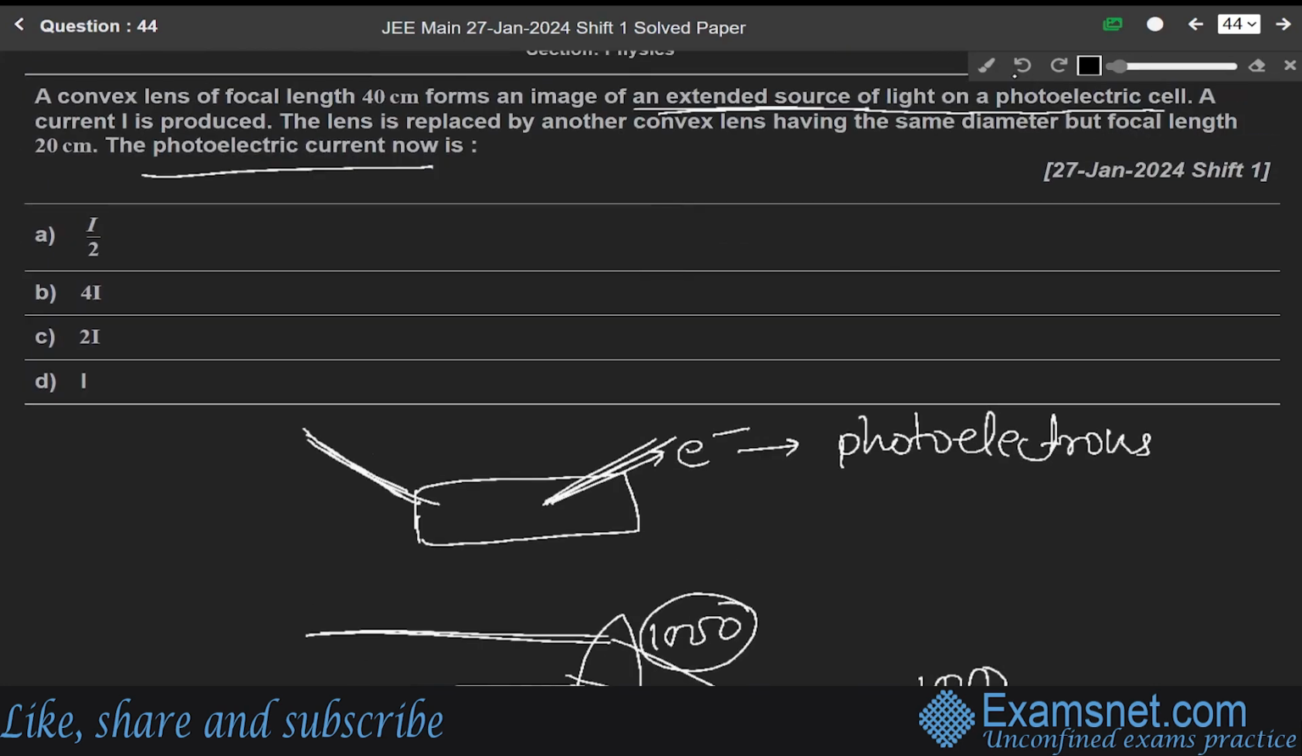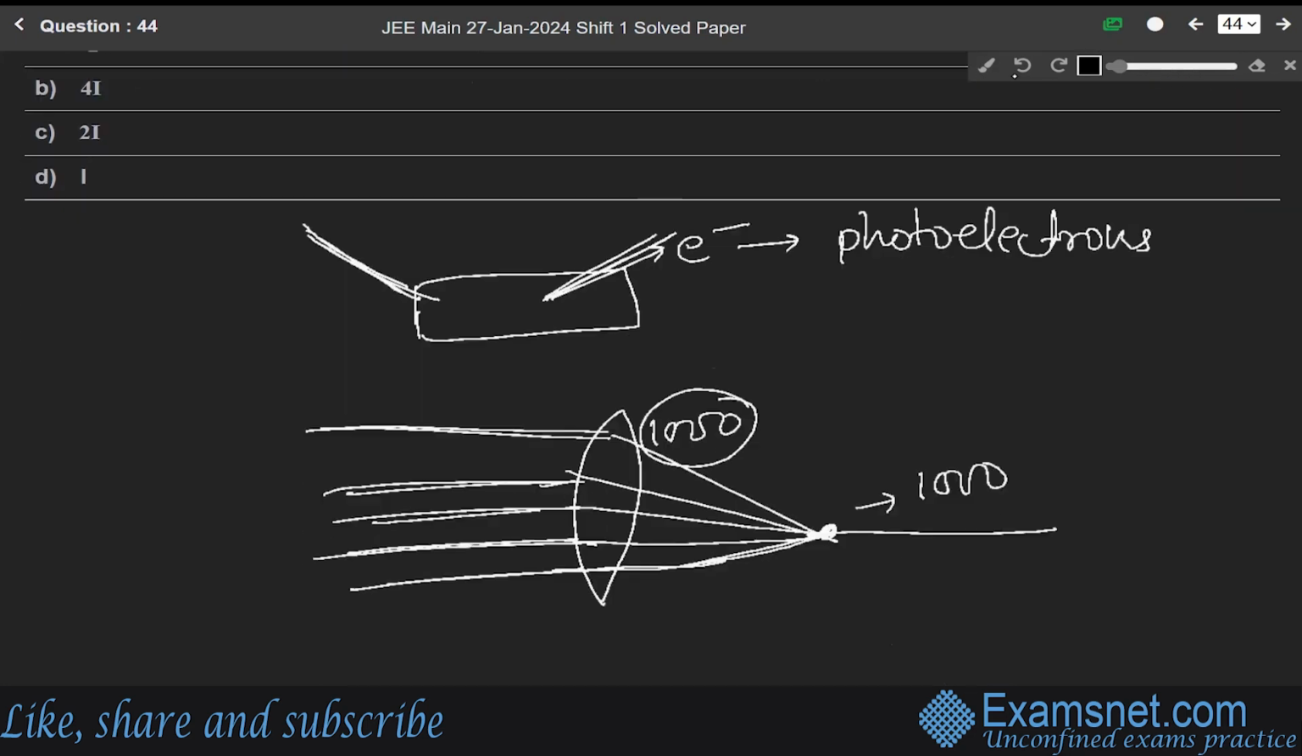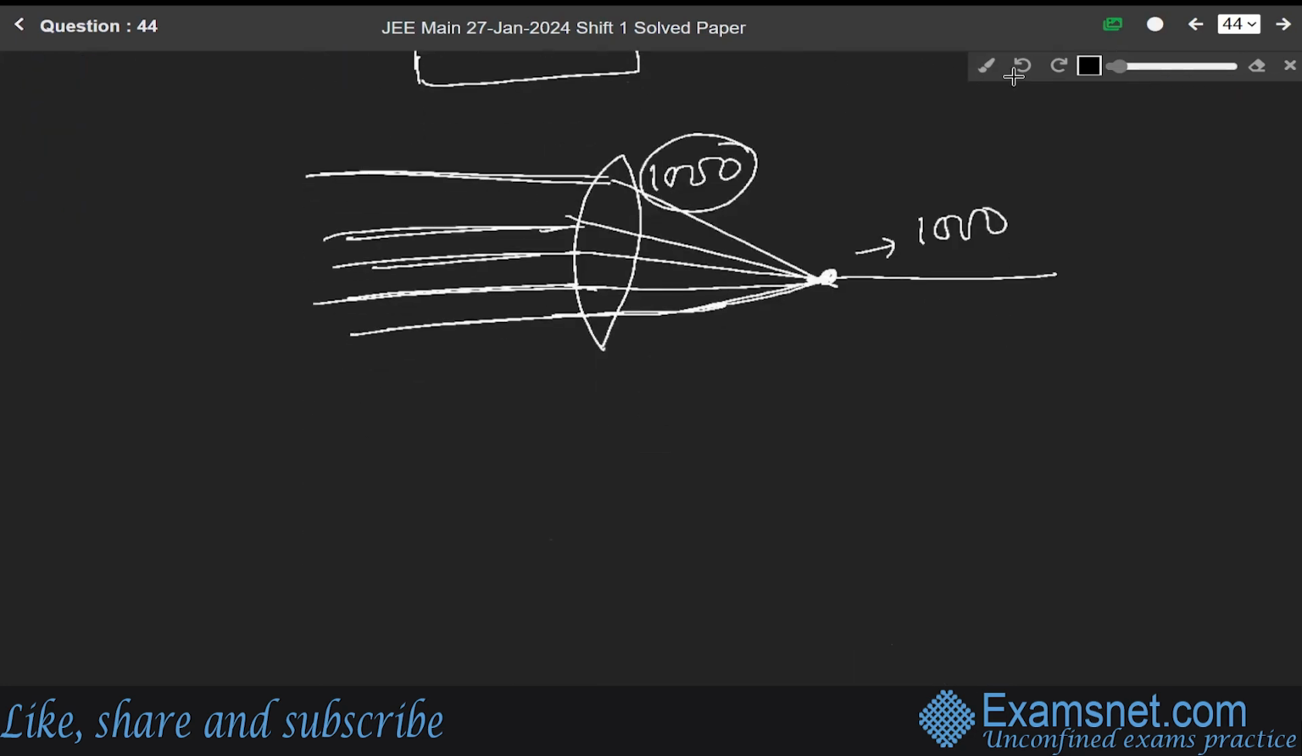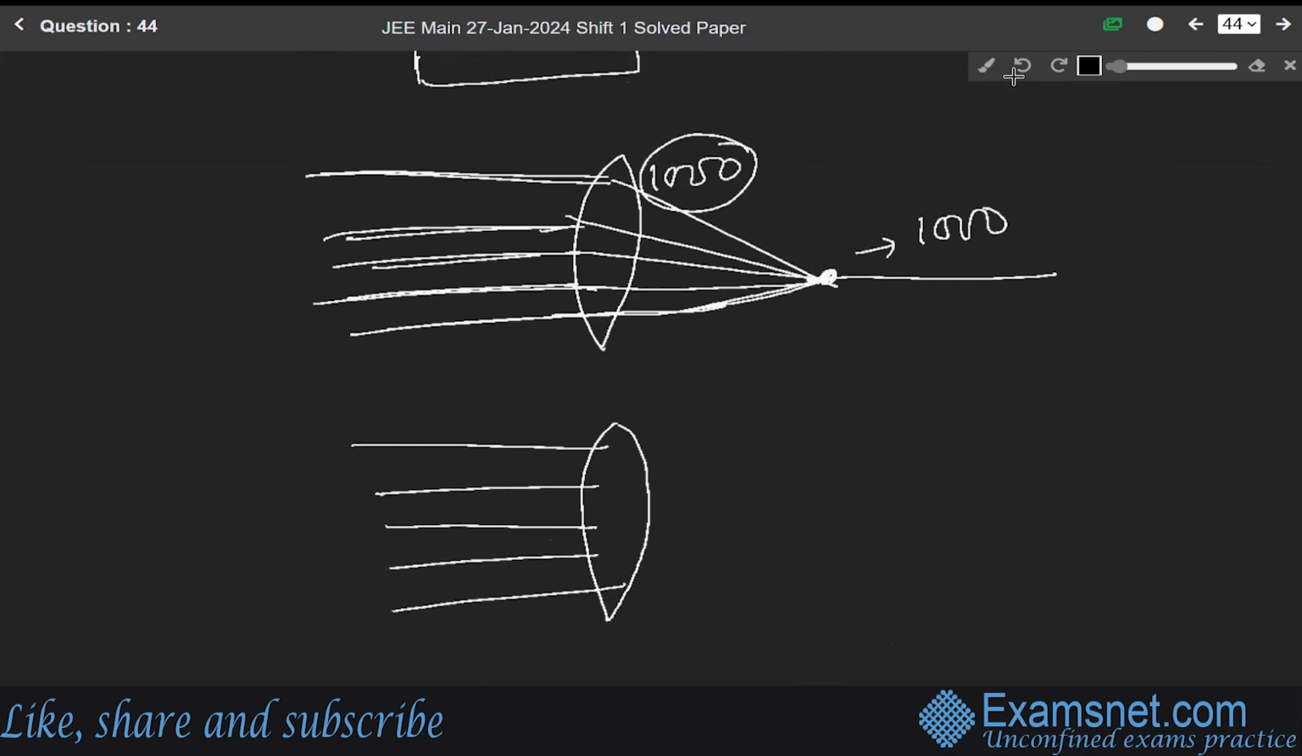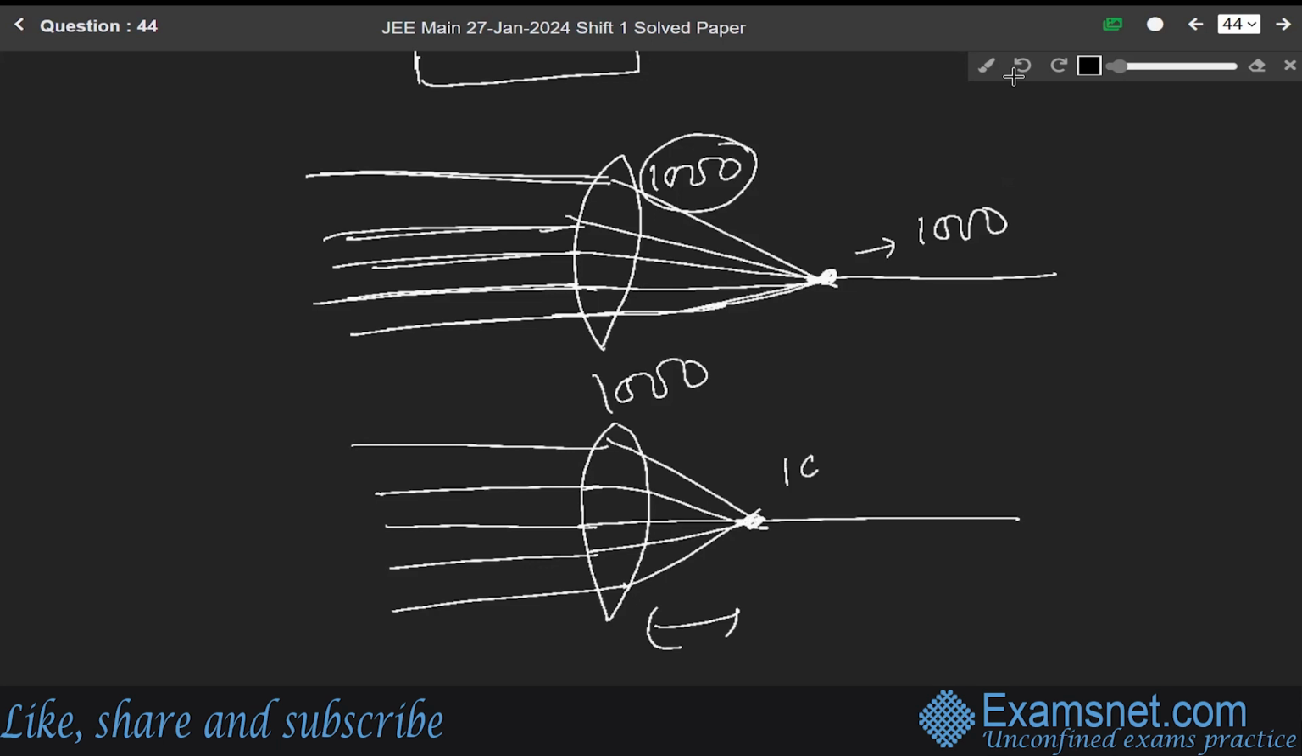And now if the focal length is reduced to 20 centimeter, but the diameter of the convex lens is the same. So if there is another convex lens whose diameter is the same, but the focal length is reduced to 20 centimeter, then if the intensity is the same, meaning here also 1,000 photons are incident, the number of photoelectrons ejecting from it will be 1,000 only.